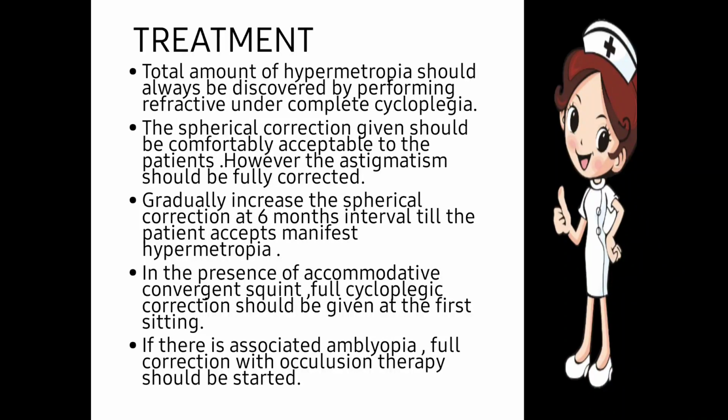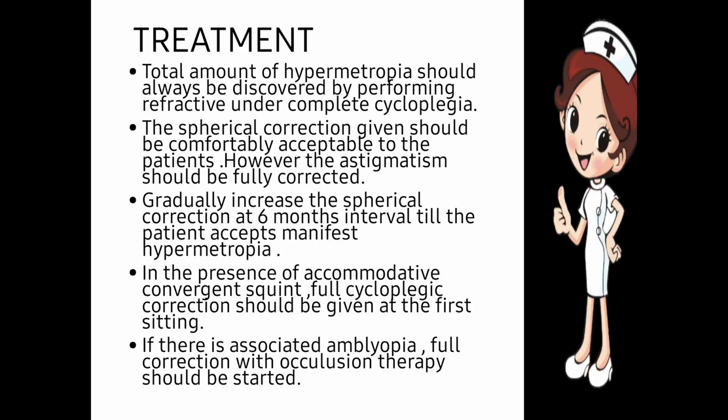Next one, treatment. What is the treatment? The total amount of hypermetropia should always be discovered by performing refraction under complete cycloplegia. We should always dilate the patient, and there are different options: tropicamide plus paraquine, homide, cyclopentolate plus homide, only homide, or tropicamide with homide. So it should always be done under complete cycloplegia with proper dilatation.